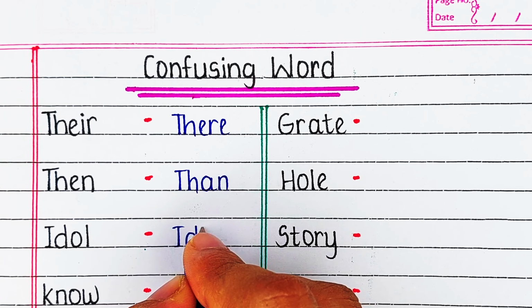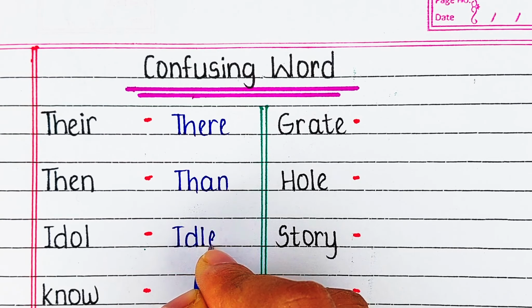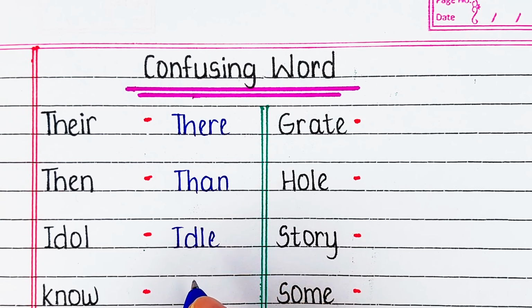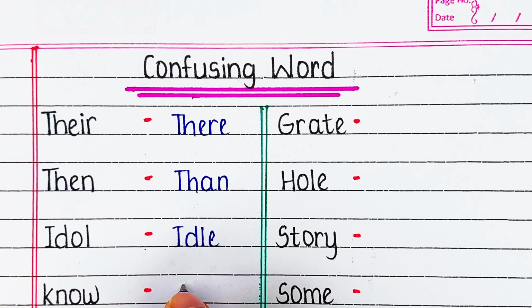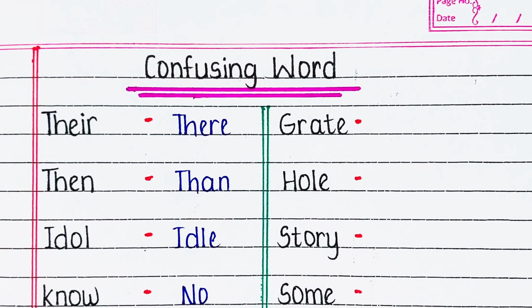Next pair of confusing words is idol. IDOL is an object of devotion, whereas IDLE means doing nothing. Next pair is know. KNOW means to be aware of, whereas NO means disagree or denial.